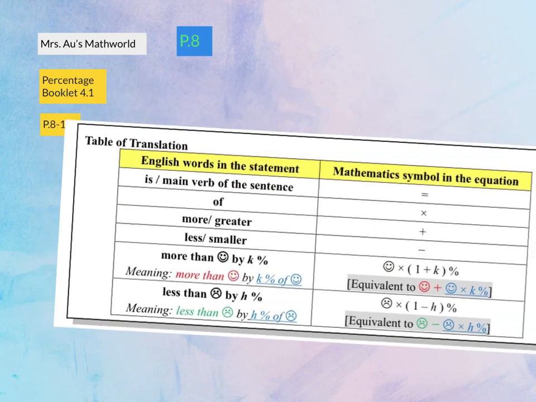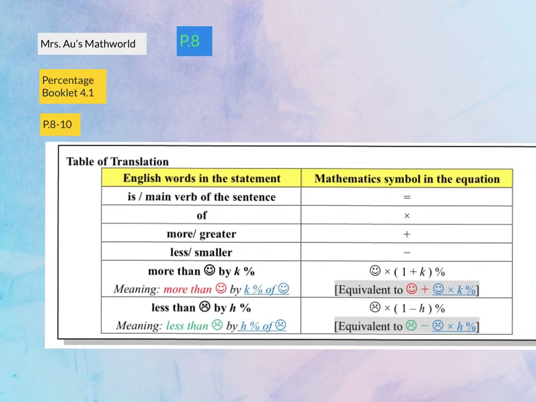Please look at page 8 and you will see there is a table of translation. Please help me make one change in this booklet, because there is a mistake. It should be 1 plus k%, that is 100% plus k%, for more than. If it is less than, it means 1 minus h%. We have just mentioned 1 means 100%, so we have to change it. Please mark the change.